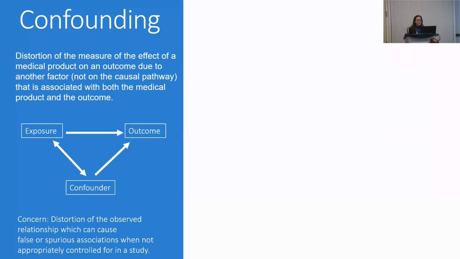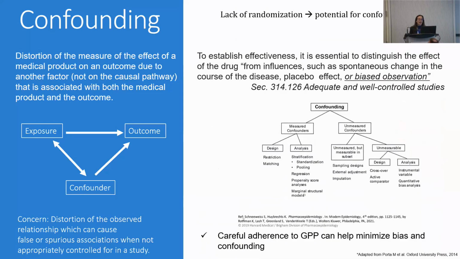So why are we concerned about this? We're concerned because a distortion of the relationship can cause a false or spurious association when not appropriately controlled for in a study. And so this is it. Lack of randomization leads to a much more significant concern and potential for confounding. And in Section 314 in the Code of Federal Regulations, where we look at a lot of what we do in the context of adequate and well-controlled studies for FDA review, this is actually mentioned in a certain way: in establishing effectiveness, it's essential to distinguish the effect of the drug from influences such as spontaneous change in the course of disease, placebo effect, or biased observation. So we're looking carefully for this.